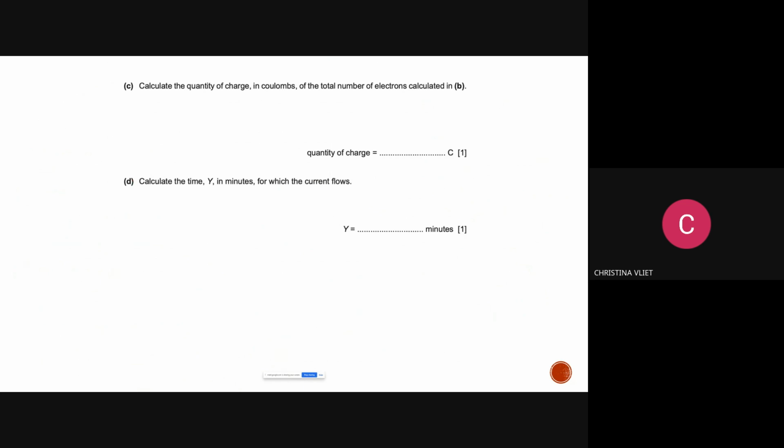Calculate the coulombs of this amount of electrons. Could we figure that out? How would we find the coulombs for that amount of electrons? So we're going to have to start with this. We have 1.76 times 10 to the 22nd electrons. How can we find the coulombs?